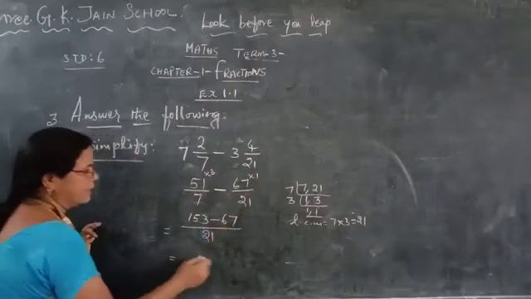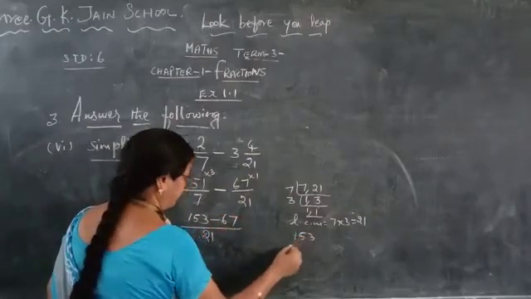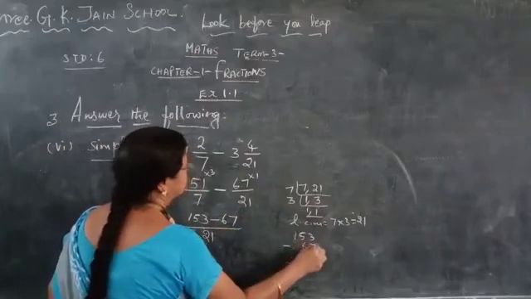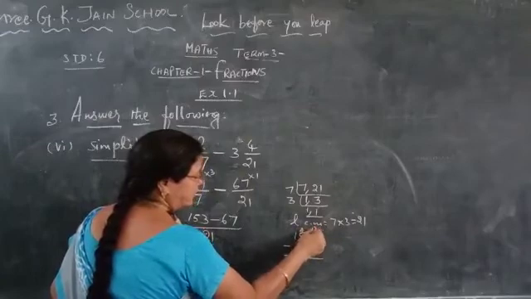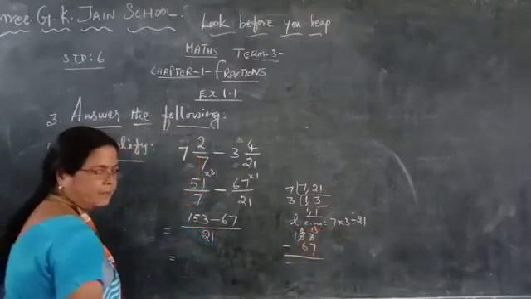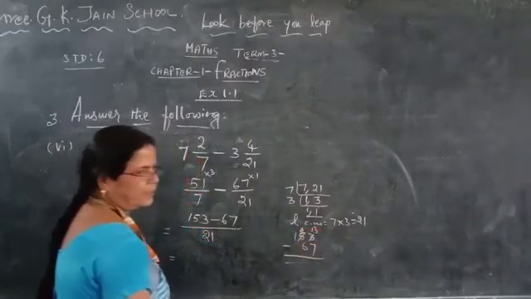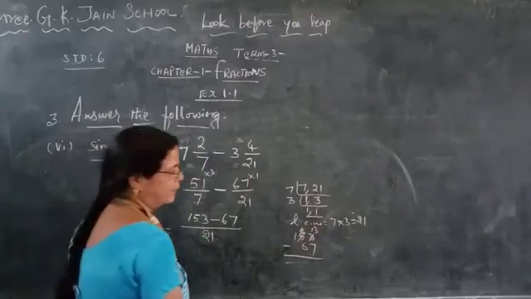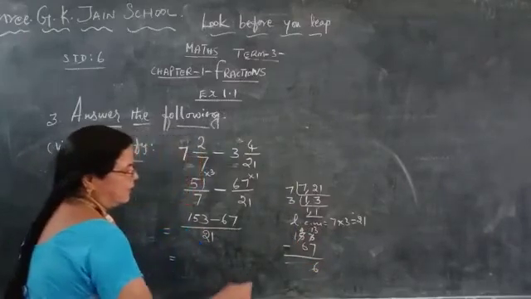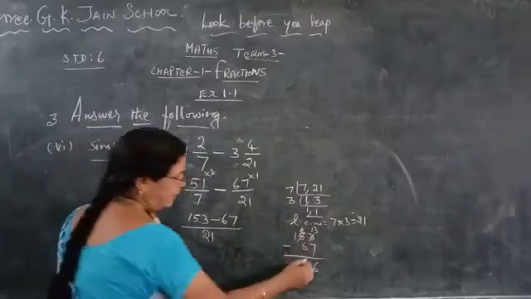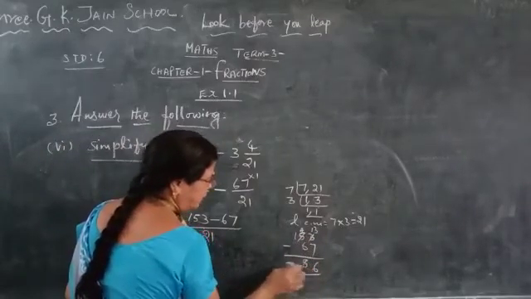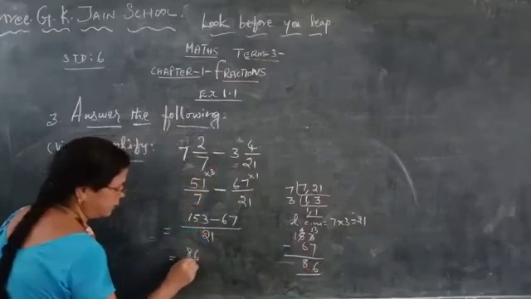So 3 times 51 is 153, minus 67. So how much will you get here? 153 minus 67. So you will get here 6 and here 13 minus 7. So how much will you get? 6. And here 14 minus 6 is 8. Okay. Now you will get here 86 by 21.